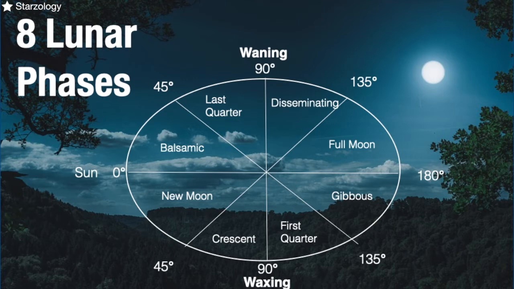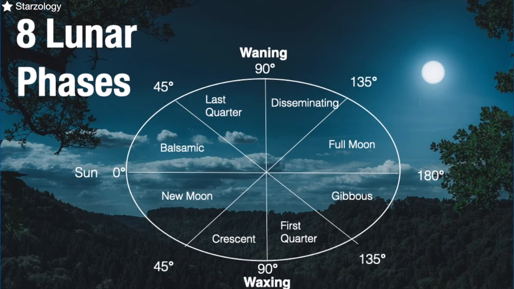And just as a bit of a refresher, there are 8 lunar phases. Where the sun is placed there on the left-hand side, everything is measured from the conjunction to the sun of the moon. So the first 45 degrees, we have the new moon. The next 45 degrees, we have the crescent phase. Then we have the first quarter phase and the gibbous phase. These are all the waxing phases of the moon.